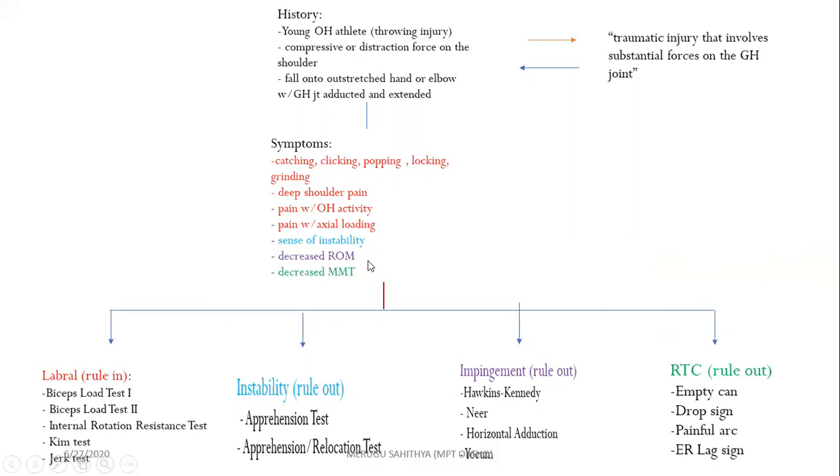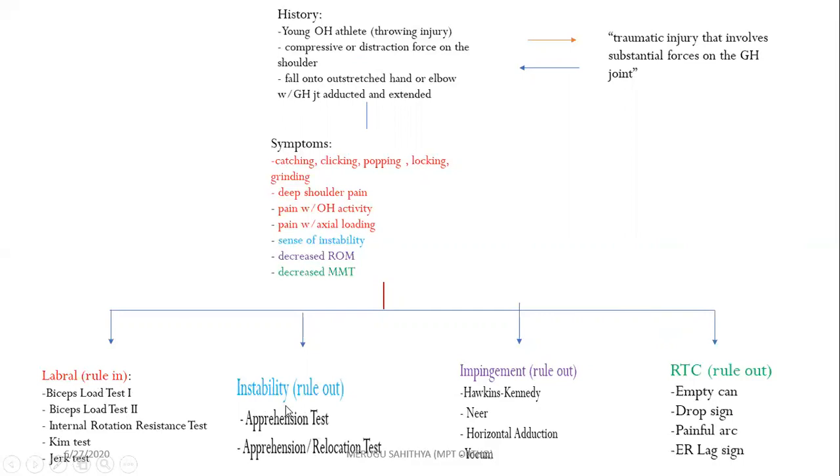There is a decreased range of motion and decreased muscle strength. So we can rule out labral tears with positive tests of biceps load test 1, biceps load test 2, internal rotation resistance test, Kim test, and jerk test. These are the different tests for ruling in labral tears.